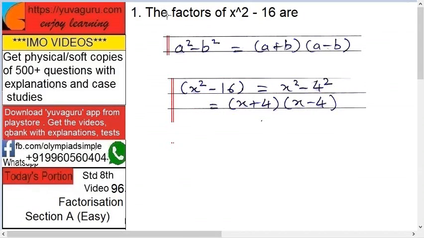Let's start. The factors of x square minus 16 are, here, remember this formula, a square minus b square equals, it's an identity basically, a plus b into a minus b. So convert this to a square minus b square. x square minus 16 is what? b square means 4 square. So x square minus 16 equals x square minus 4 square, which is x plus 4, x minus 4.